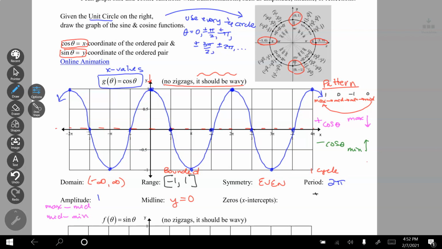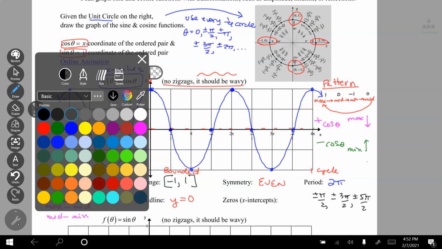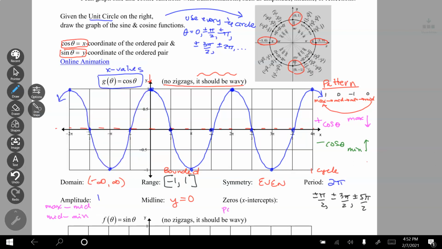It looks like plus or minus pi over 2, plus or minus 3 pi over 2, plus or minus 5 pi over 2. I see a nice little pattern. So I'm going to write down this pattern as n times pi over 2, where n is an odd number. Anytime you take an odd number for n, 1, 3, 5, 7, that will be an x-intercept on this graph.